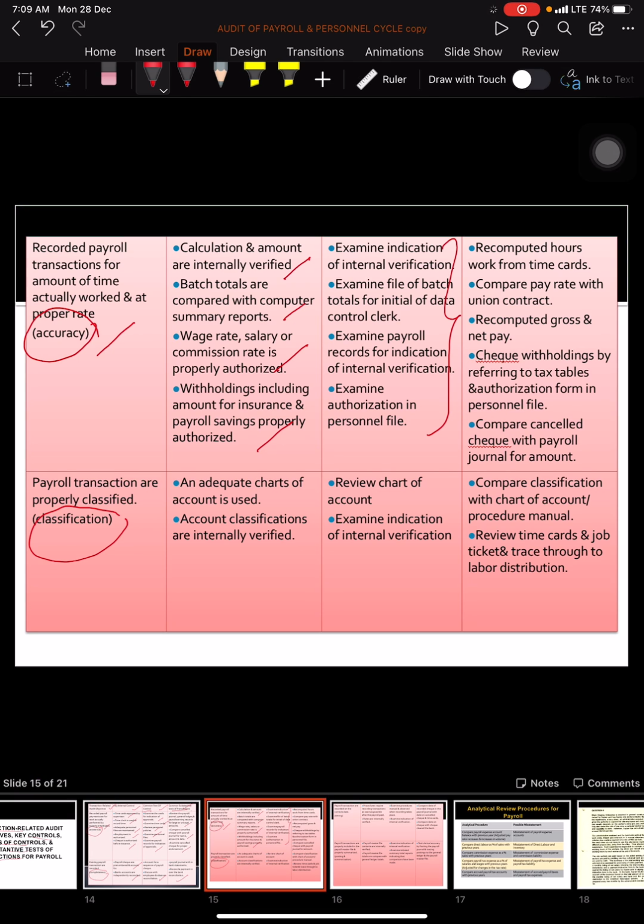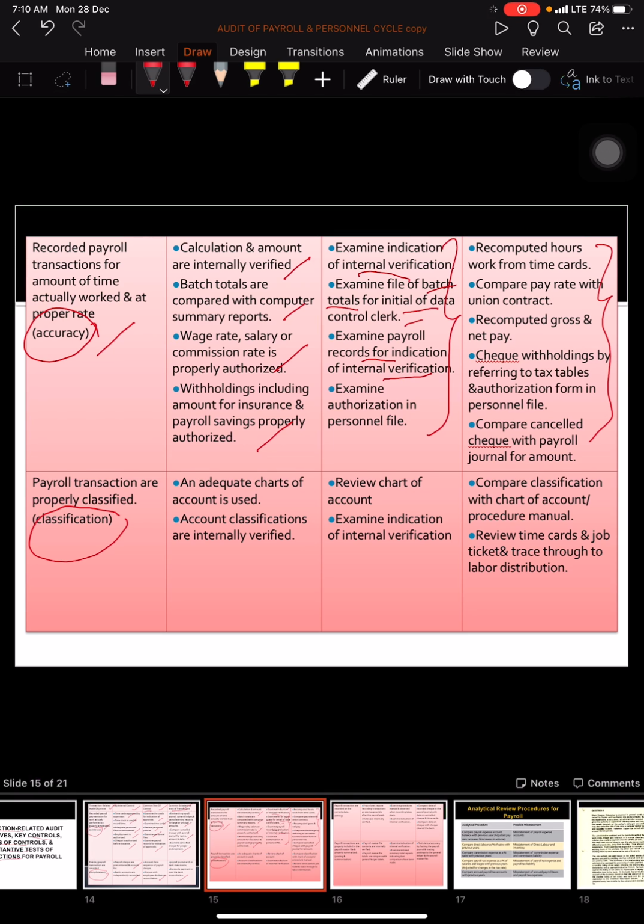So what you are doing to check the internal verification is to see the batch total compared with the initial data control clerk, and you are supposed to examine payroll records for indication of internal verification. So the first thing is we have to see the authorization, all those things. And then recomputation, this is for the transaction.